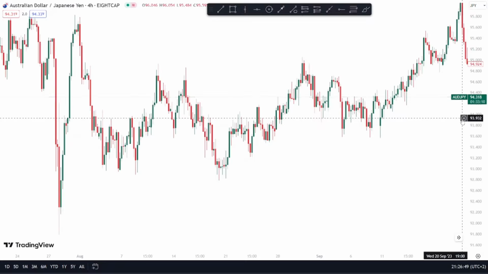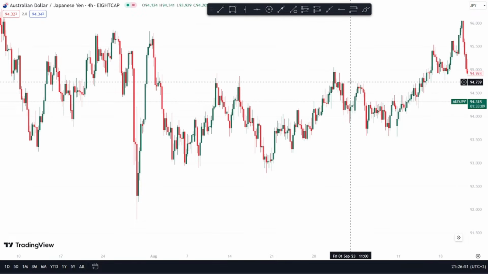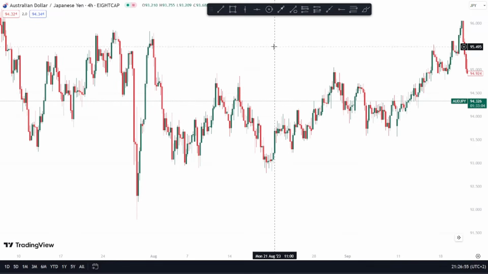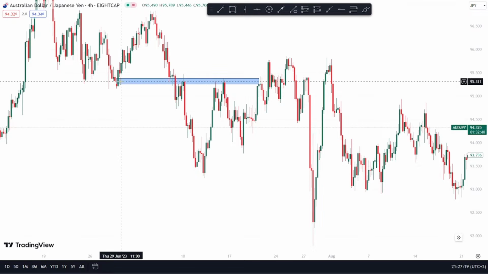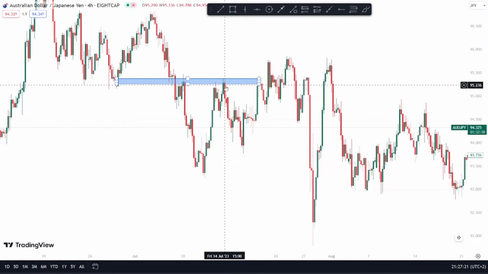Now, the very first thing that you want to do within the market is to identify areas where price made a support and a resistance level. Now, a very good example of this would be this level right here. Price actually made a support level, and this was a resistance level and a resistance level.